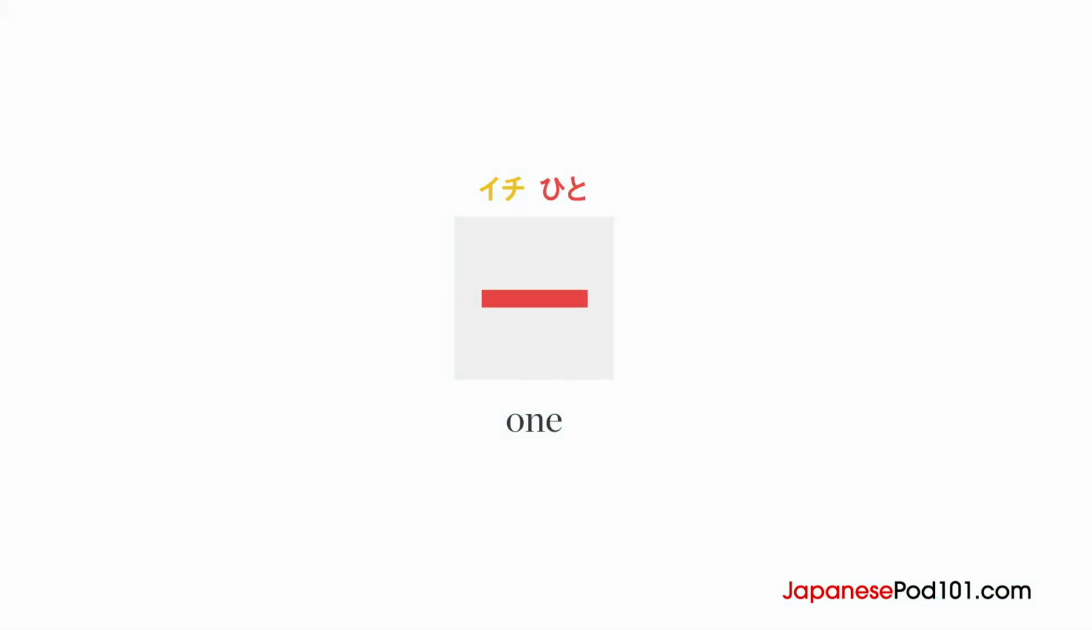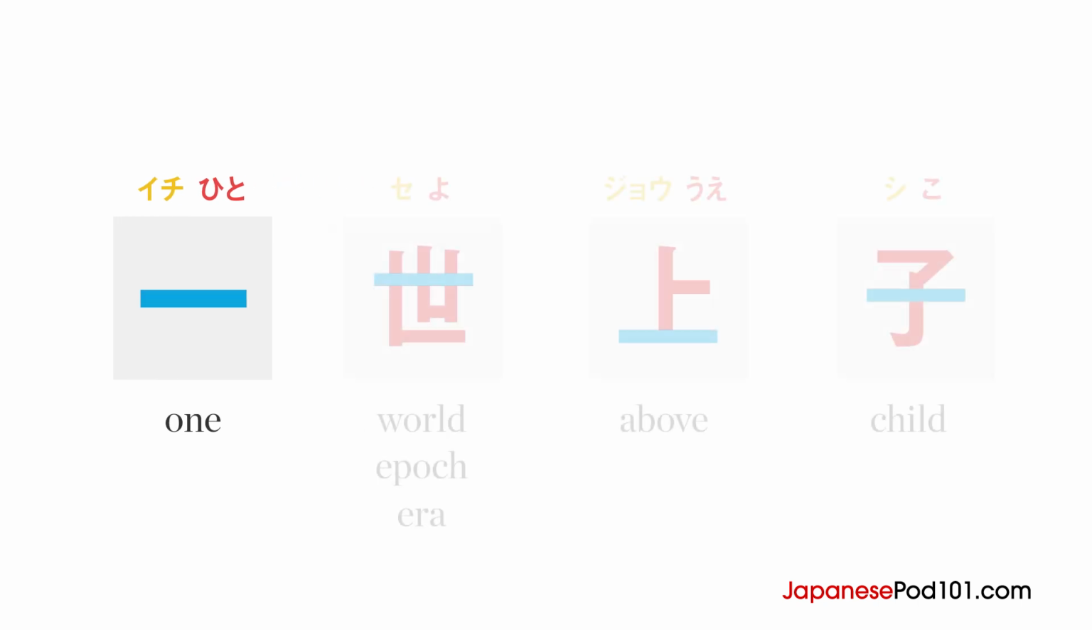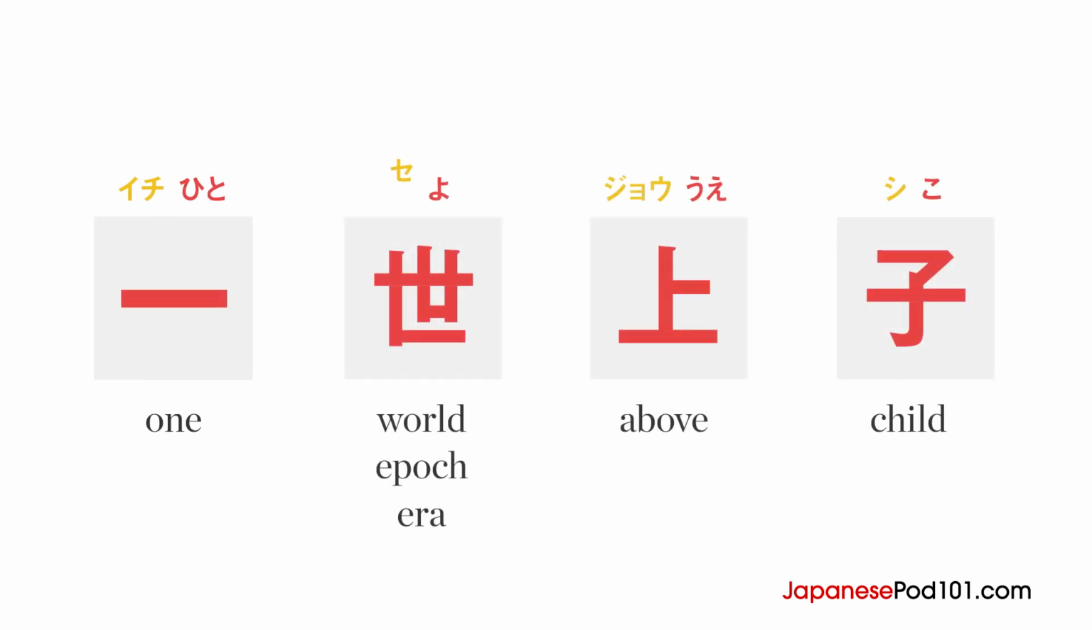When the one radical is on its own, the kanji can be read as 1 for the on reading and 人 for the kun reading. When the one radical is part of another kanji, せ よ for the world or epoch kanji, 上 上 for the kanji meaning above, and し こ for the child kanji.